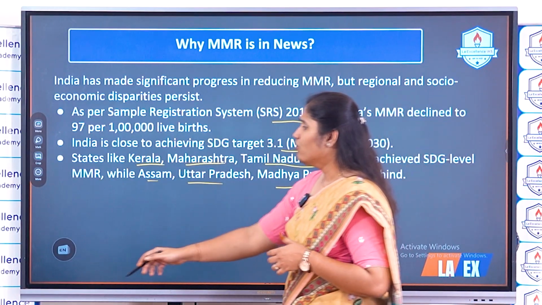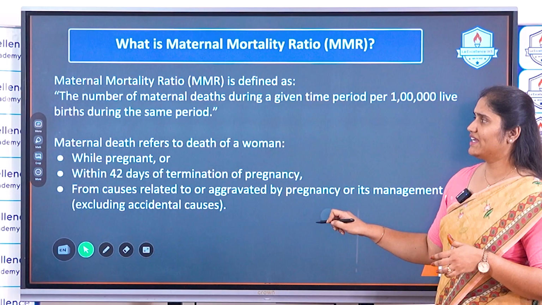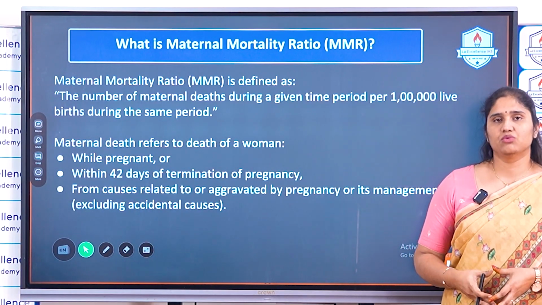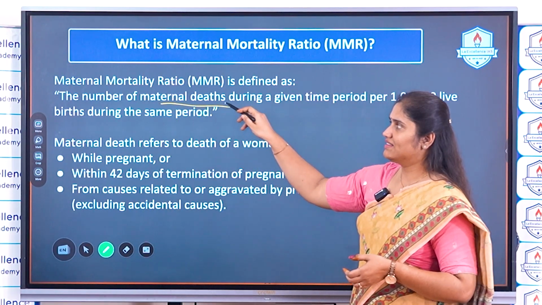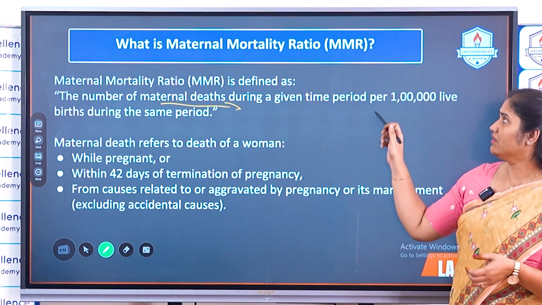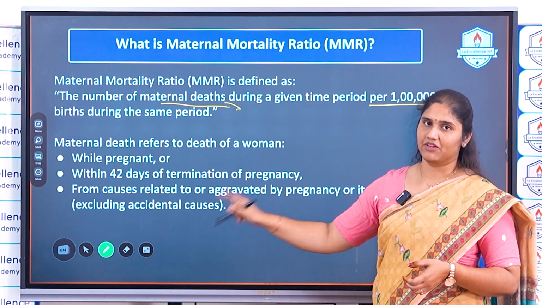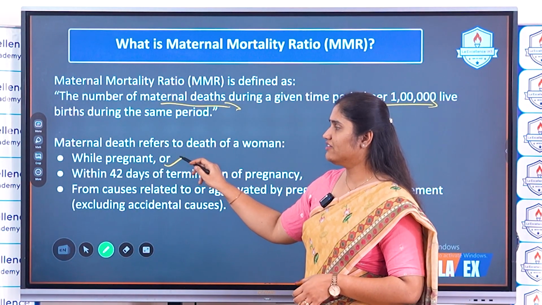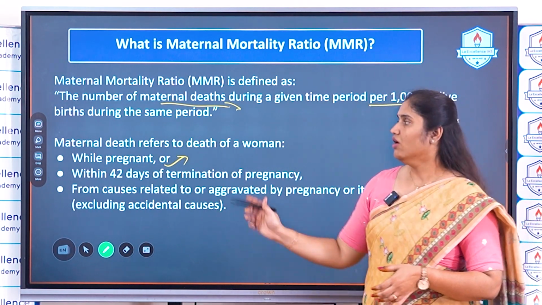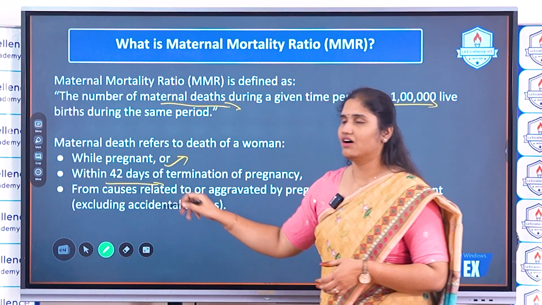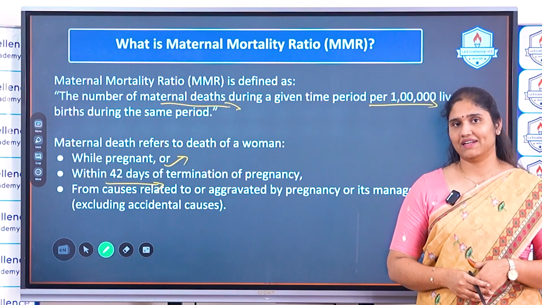Now, what is this maternal mortality rate and how do we calculate it? Generally, the maternal mortality rate is the number of maternal deaths occurring in a given period of time per 1 lakh births. There are different types. First, if the death occurs while the woman is pregnant, it is considered maternal mortality. Or else, within 42 days of the termination of the pregnancy, it is also considered maternal mortality.